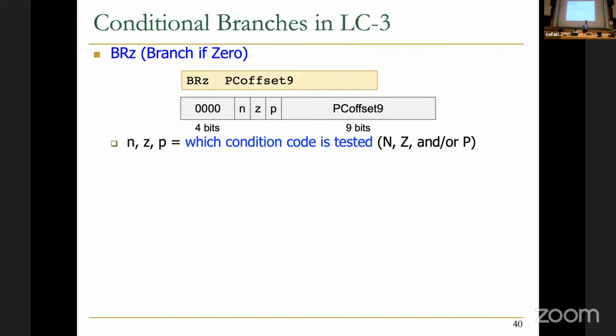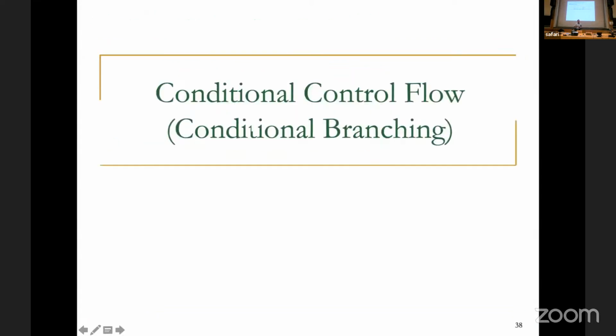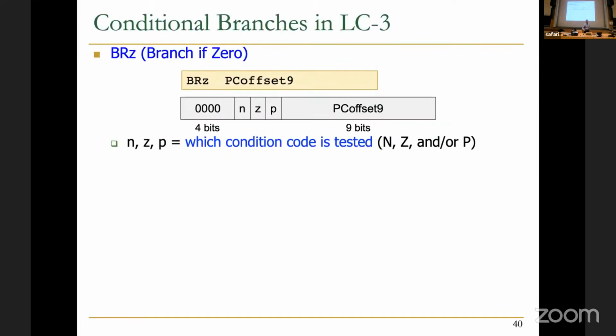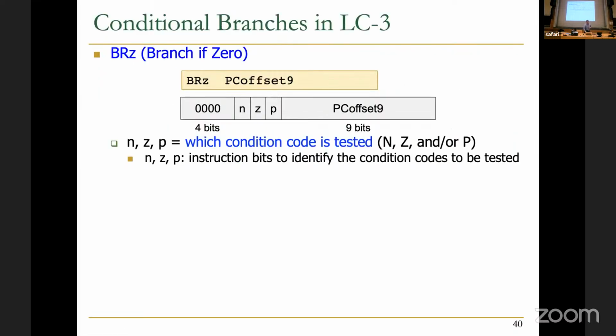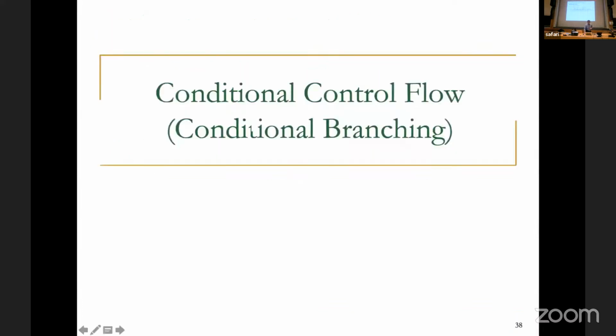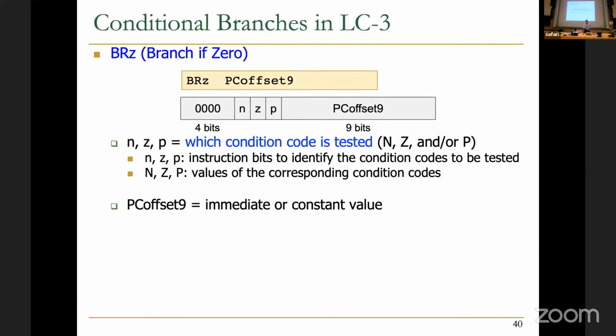Basically, BRZ, as we will see, is going to test 0, but you could do BRNZ, if the value is negative or 0, right? You could do BRZP, which is a branch if the condition code is 0 or positive. Okay? Basically, NZP are the instruction bits to identify the condition codes to be tested. And ZP, the large ones, are the values of the corresponding condition codes in architectural registers. And these architectural registers are set based on the past instructions that have executed. The last instruction that have set it, actually, I should be more specific. The last instruction that executed to set it.